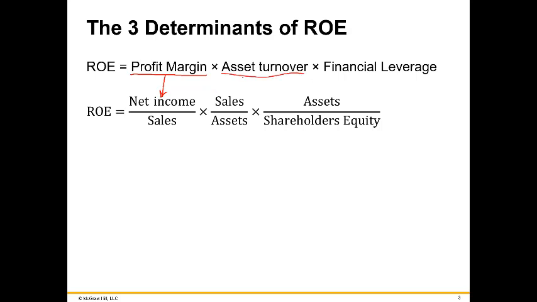Asset turnover. So what is that? Well, that's sales, so total revenue, divided by the total asset base, or the value of all the assets of the company. And then finally, financial leverage. And I bet some of you are familiar with the concept of leverage. This is the assets divided by the equity.